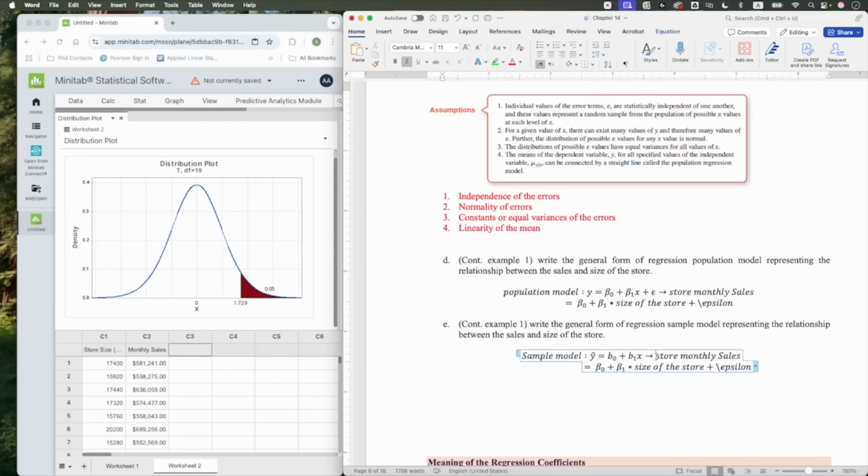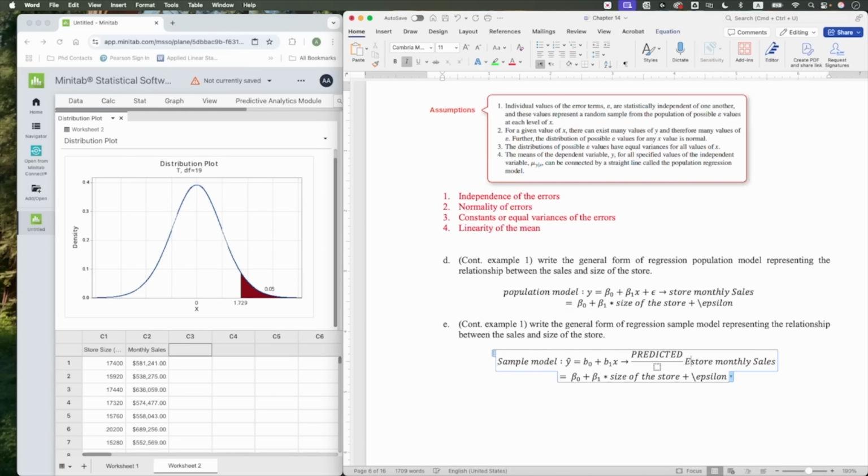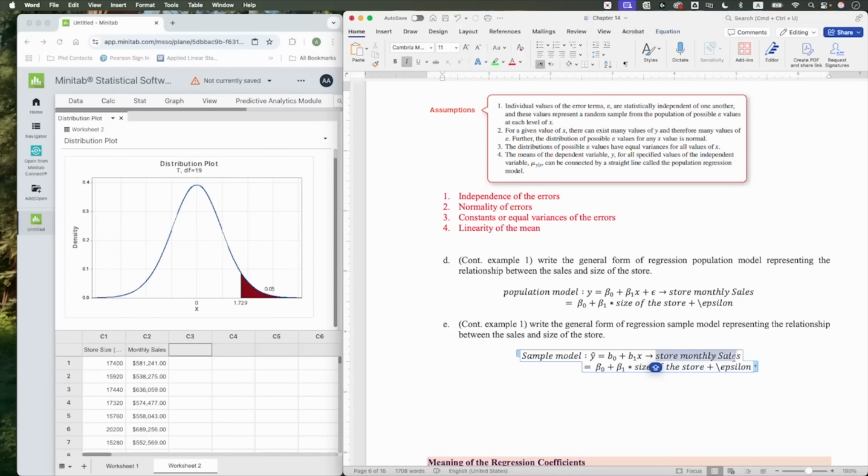And we have a huge change here. This is not the store monthly sales. This is the expected, predicted, or estimated value. So the predicted store monthly sales equals b naught plus b1 times the size of the store, no epsilon anymore. So this is the sample model.